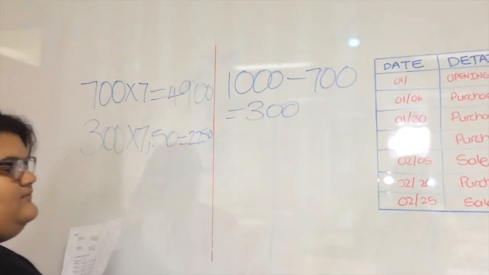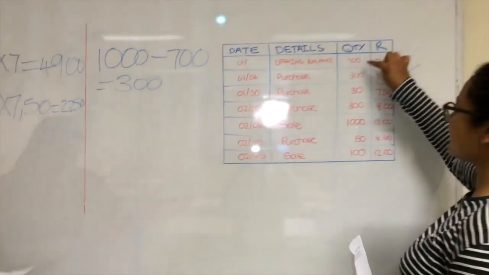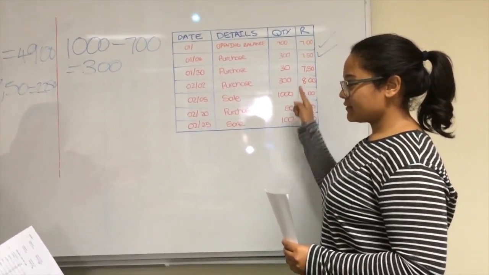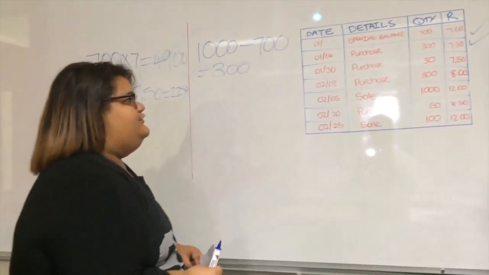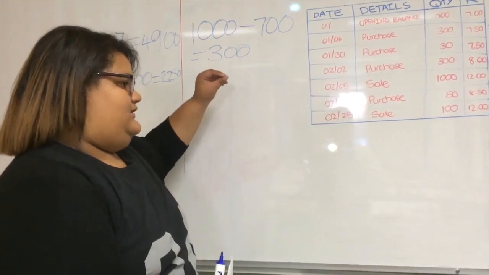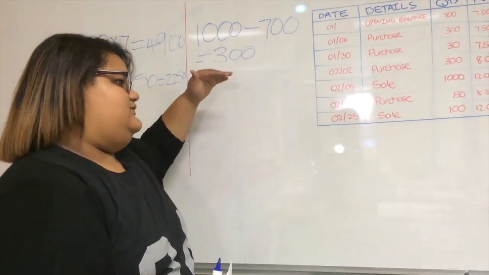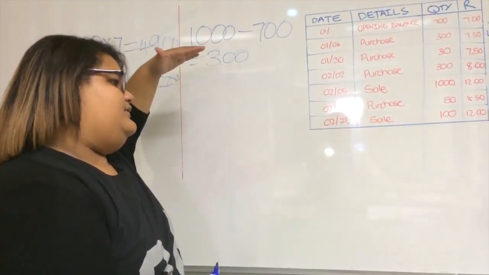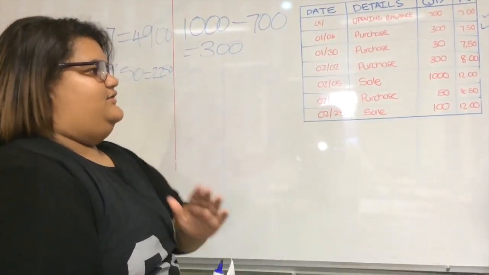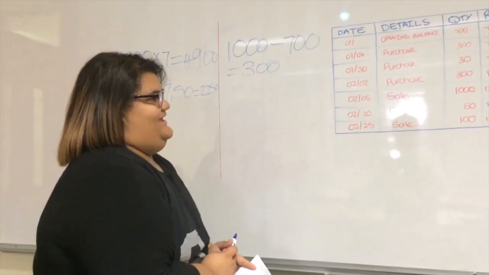But Monique, I don't understand. Why do we have to use the 700 and 300 when we have 30 and 300 as well over here? Because on the FIFO method, you use the inventory that was first in, and then you move on to the next one. So it's from the previous, but it's first that needs to go out. Do you understand? First in, first out.